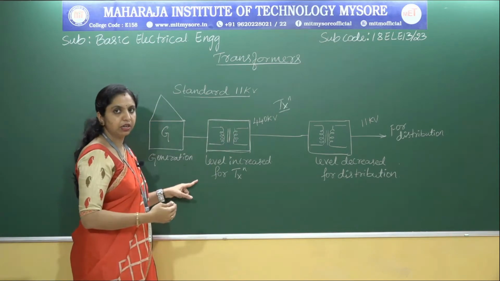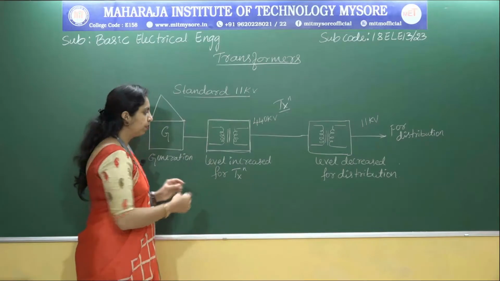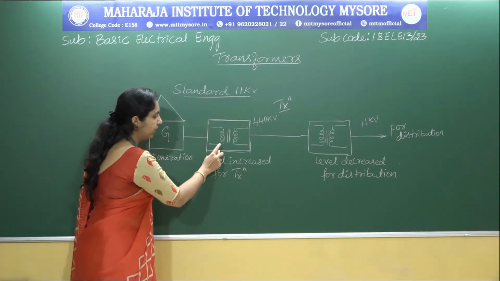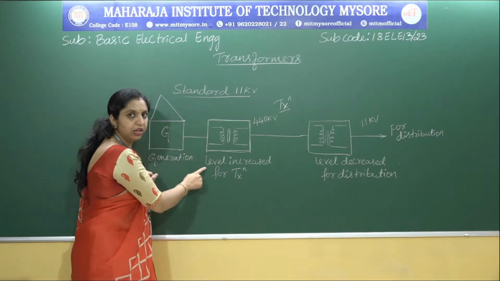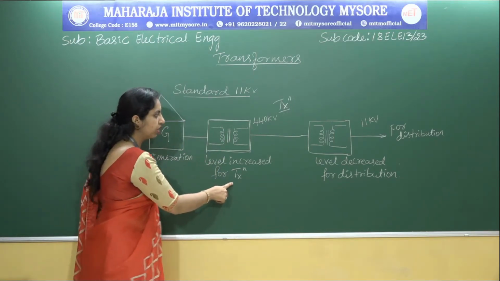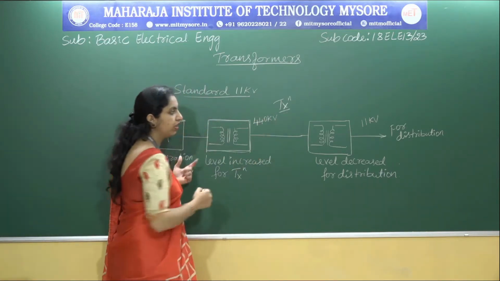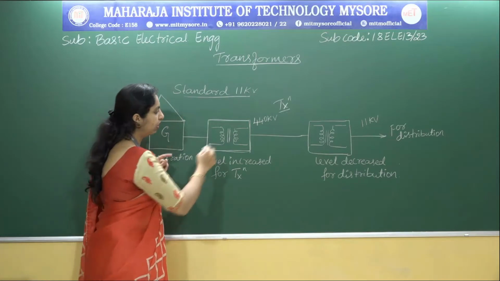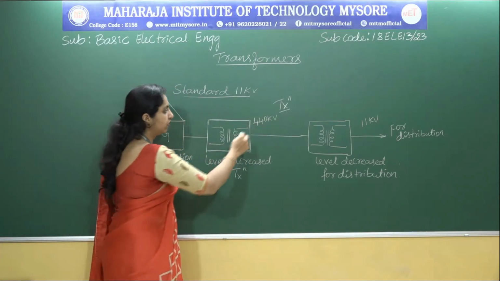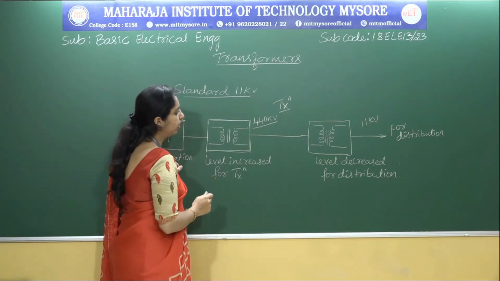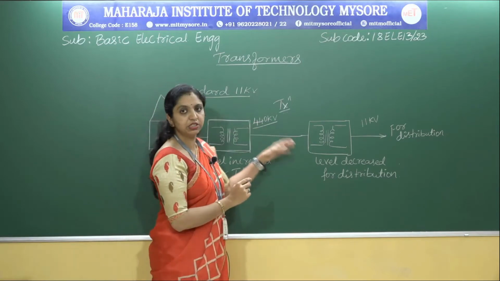In the next part, we are going to see the construction and the different parts of the transformer. This is how it looks. We use a transformer to increase the level for transmission. You can observe initially we have 11 kilovolts, and this will be increased to 440 kilovolts. This is for the transmission purpose.